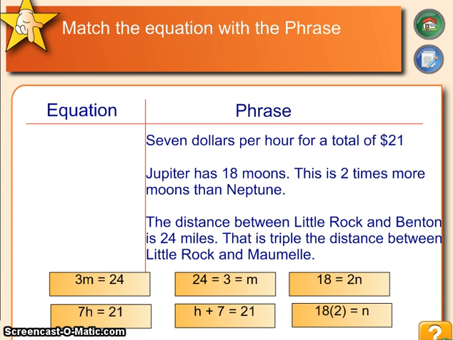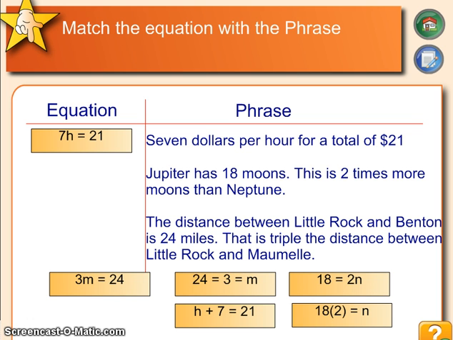Okay, so moving on, you're also going to, at this point in the game, start getting some word problems. Everybody's favorite. So let's just do a quick little review. Match the equation with the phrase. Our first phrase says $7 per hour for a total of $21. All right, the word per indicates multiplication. So what we've got here is if we take 7 times the number of hours, we're going to get an answer of 21.